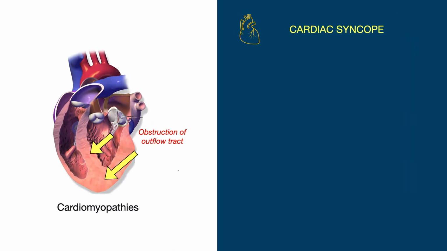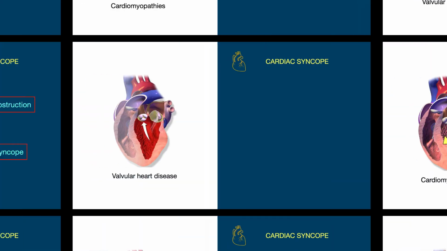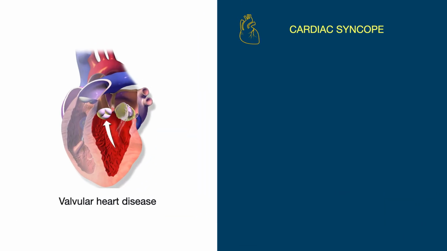Cardiomyopathies, in specific obstructive cardiomyopathy in the case of hypertrophic cardiomyopathy, may cause cardiac outflow obstruction and result in sudden onset syncope. One should also consider structural heart diseases which may also lead to cardiac outflow obstruction, for instance in aortic stenosis and pulmonary stenosis. Before we move on to the next cause of syncope, be reminded that an ECG is very important to pick up cardiac causes of syncope as described in this slide.